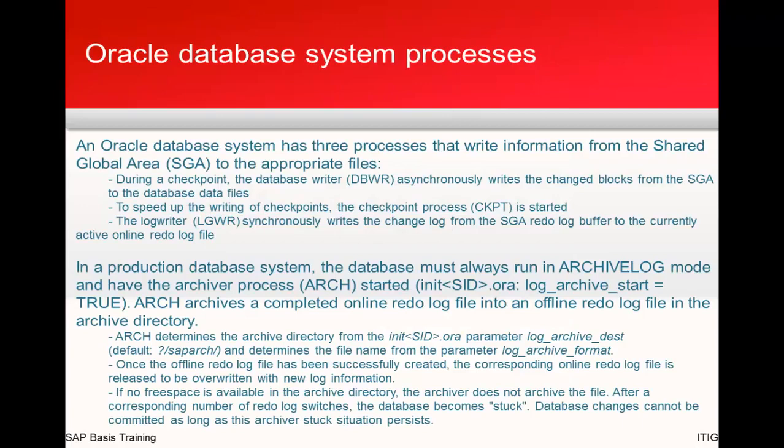So basically we have seen what happens when any transaction happens, what happens in the archive log, and which parameters are required to make sure that archiving is enabled. Once the offline redo log file has been successfully created, the corresponding online redo log file is released to be overwritten with new log information. So this is about the different processes which take place during read write operations.